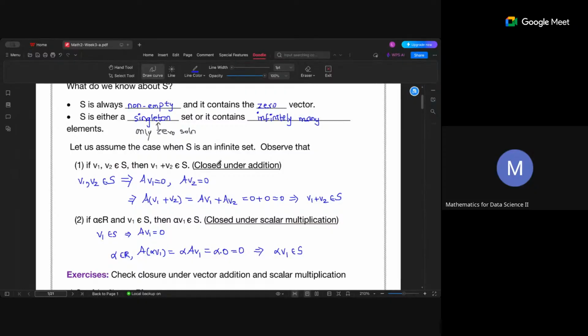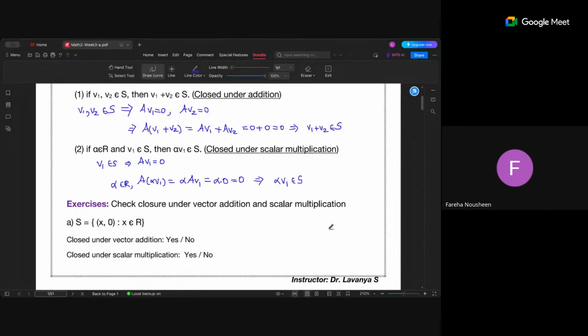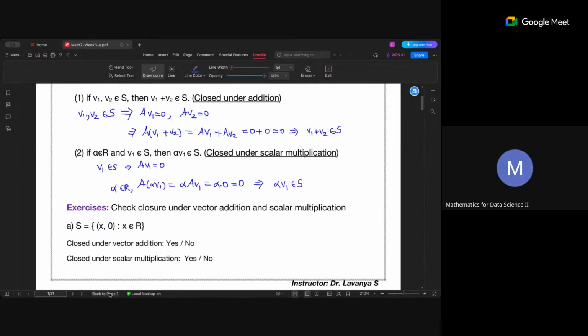Okay, so do you understand what is meant by closed under addition and closed under scalar multiplication? Closed under addition and scalar multiplication. See, it means we are taking some random elements from the set and we are checking whether the sum is also in the set. Also, if you take a random scalar and a vector, whether the scalar multiplication also belongs to the set S. Okay, so this is what we are checking.